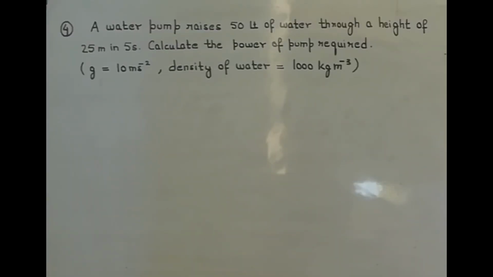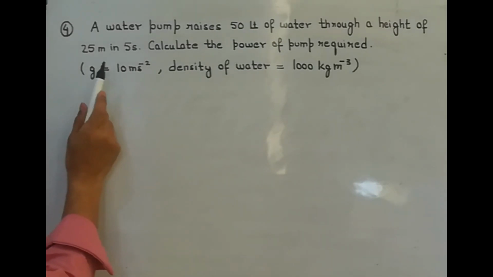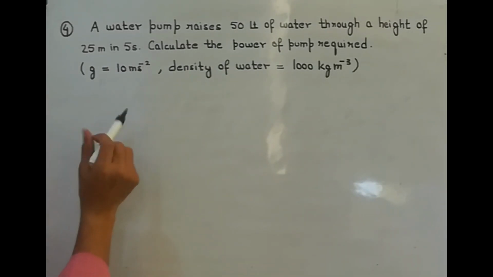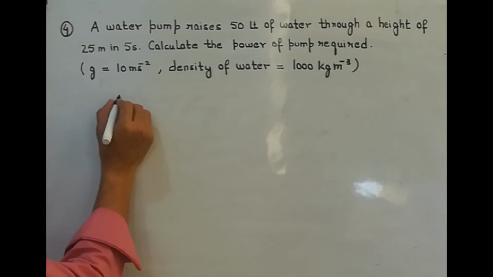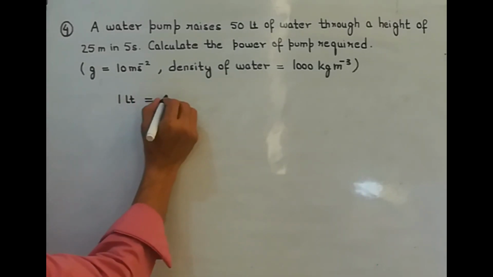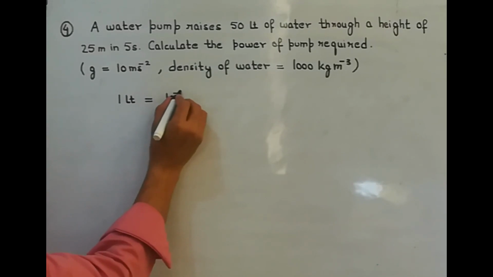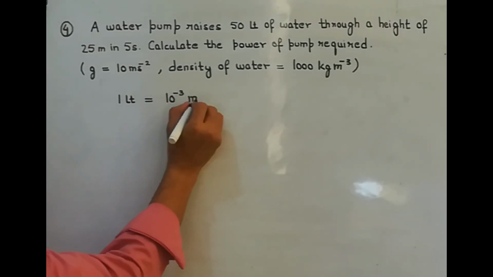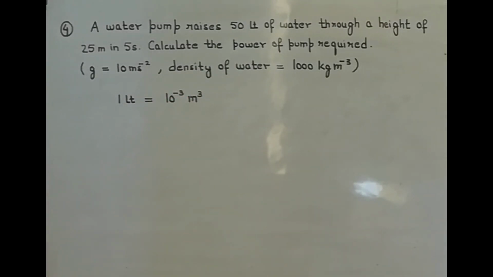And the question they have said, a water pump raises 50 liters of water through a height of 25 meter in 5 seconds. Now first of all, you can see they have given you water in liters. Now remember, 1 liter is equal to 10 raised to power of minus 3 cubic meter. 1 liter is equivalent to this much.